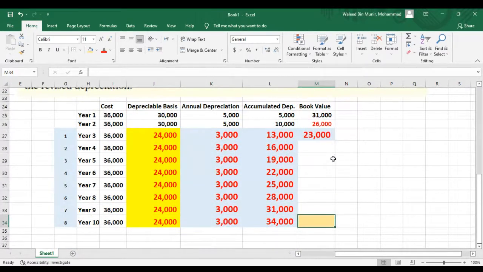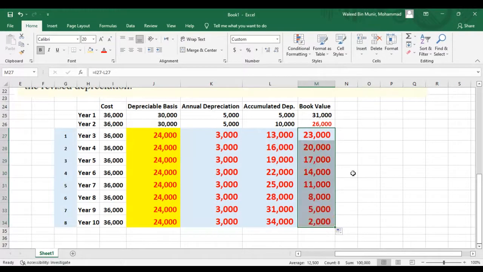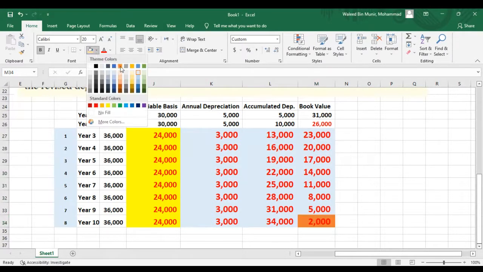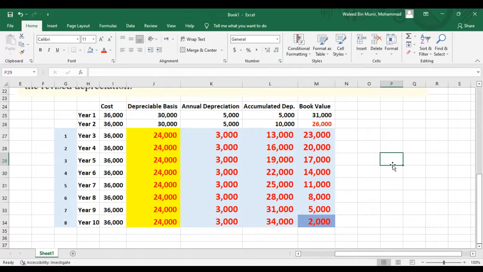How do we calculate a book value now? For year 4, 36 minus 16, right? And if you put it, now you can see this is your schedule. Is it clear?